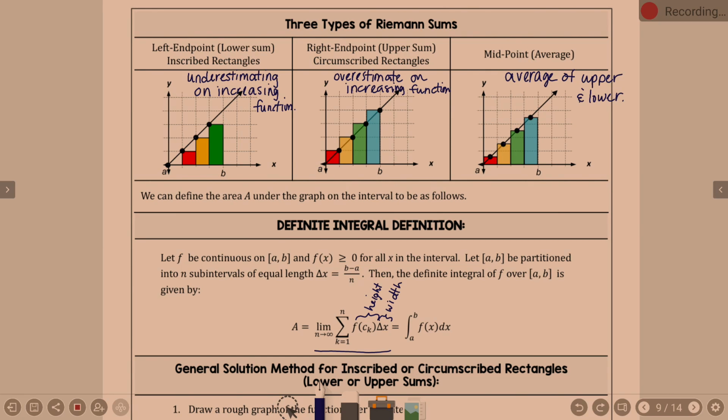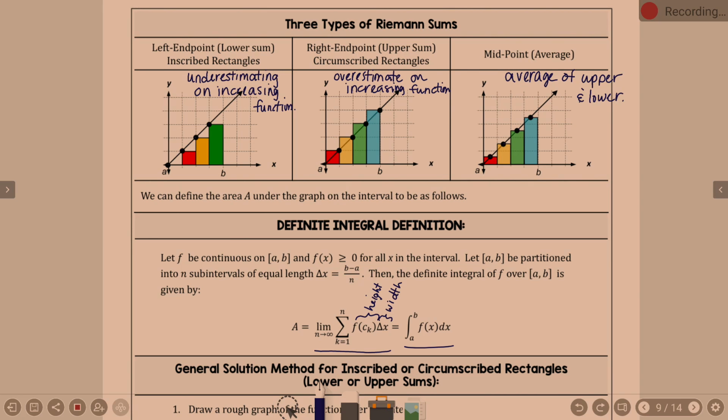Okay. Now, eventually, this is our integral notation that we're going to get to. And this is what you're going to have to work with every day. The integral from a to b of f of x times dx. Okay. And again, we'll go into that a lot more later on.